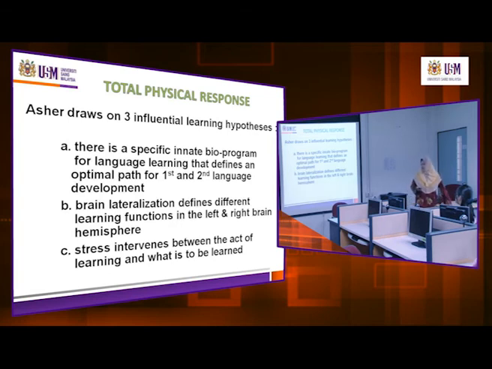Brain lateralization defines different learning functions in the left and right brain hemisphere. If you learn biology, you will know that the left brain has different functions from the right brain. And stress, always talking about stress. Stress will become the hindrance that acts between what is learning and what is to be learned. So when you have stress, you cannot learn. Stress comes in between what you want to learn and what you already know. So these are the three influential learning hypotheses that Asher came up with. And from that hypothesis, he came up with the total physical response method.